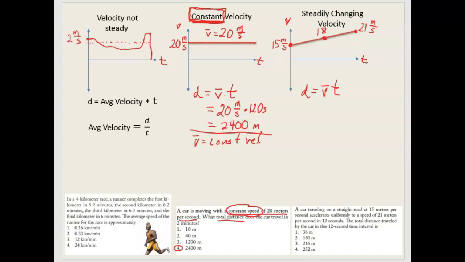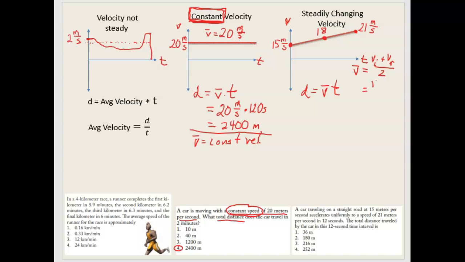Okay, so how do we figure out the average velocity? In a steadily changing velocity, just take the midpoint between your starting velocity and your ending velocity. Or you can also just average these two numbers out. And how do we average two numbers out? We add them up and divide by 2. So we can say V average in this situation is our initial velocity, VI, plus our final velocity, VF, divided by 2.